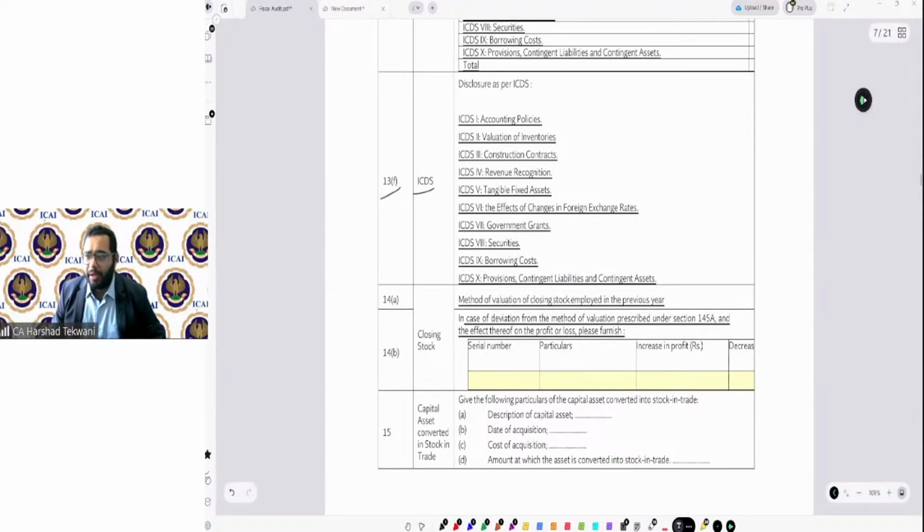That is 145A. So 145A talks about valuation as per the cost or NRV in accordance with ICDS, and accordingly you need to check whether that is appropriately followed or not. If there is any change in the method of valuation of closing stock, then you need to provide the details of such change here. Clear? Any doubt?